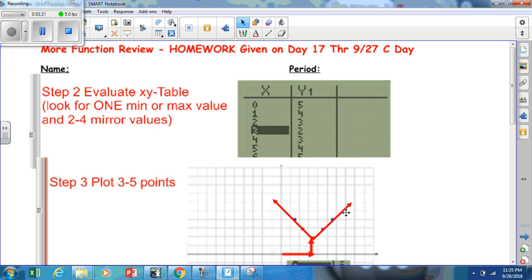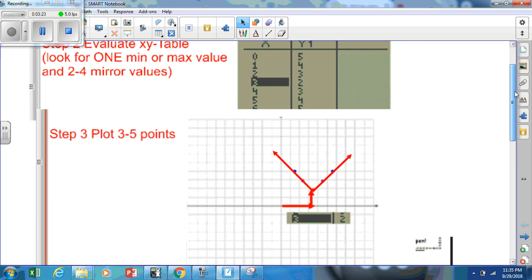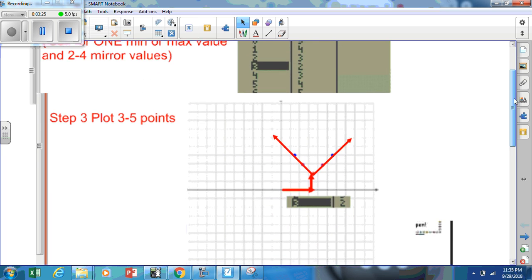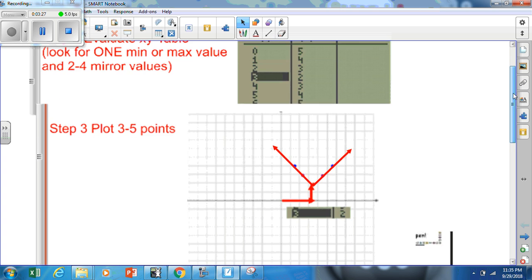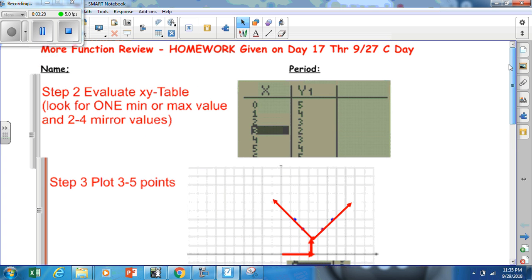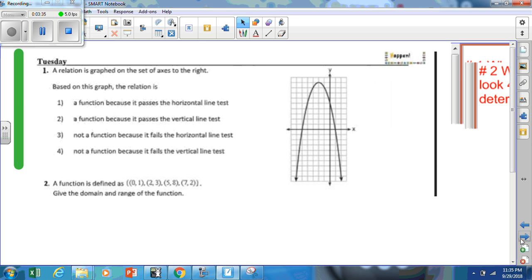In the next problem, I'm asked, a relation is graphed on a set of axes to the right. Based on the graph, is the relation a function because it passes the horizontal line test, a function because it passes the vertical line test, a function because it fails the horizontal line test, not a function, or not a function because it fails the vertical line test?